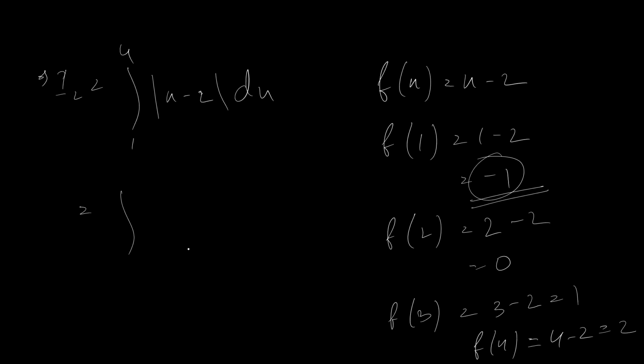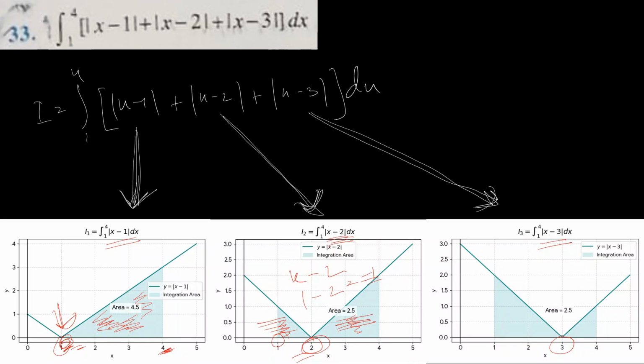So what is our vertex here? What is the point at which the function becomes 0? The vertex is 2 here. So the limit will be from 1 to 2, then from 2 to 4.